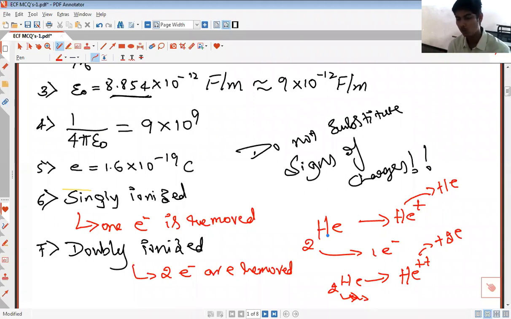Right? So these are some points which you must remember as far as solving MCQs with electric charges and fields are concerned.